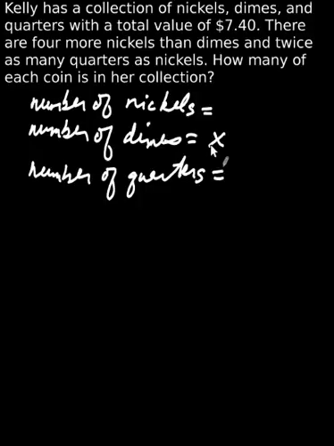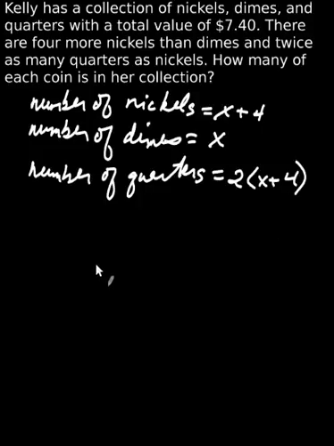Why? Because once you call x the number of dimes, this sentence, there are 4 more nickels than dimes, tells us that if there are x dimes, there must be x plus 4 nickels. And then once you have the number of nickels, there are twice as many quarters as nickels. Well, this is the number of nickels, and twice that is 2 times the whole thing. This is twice that number of nickels.